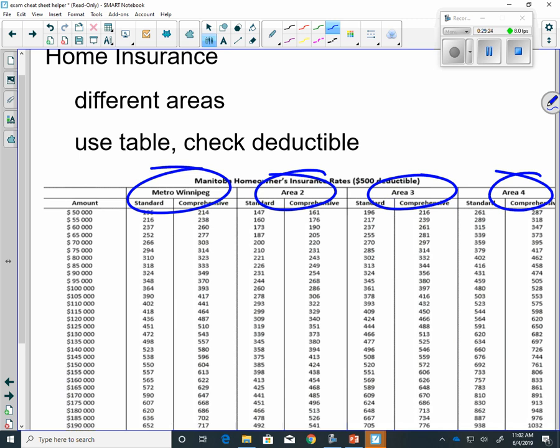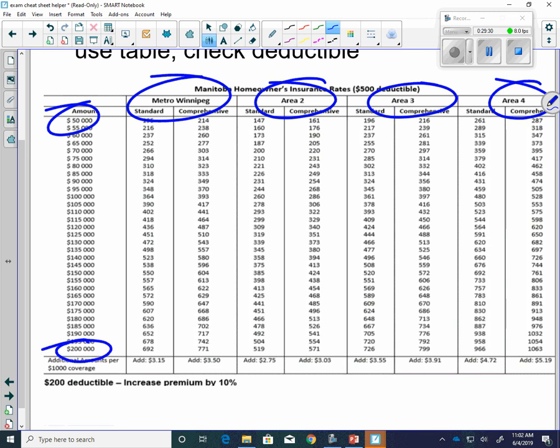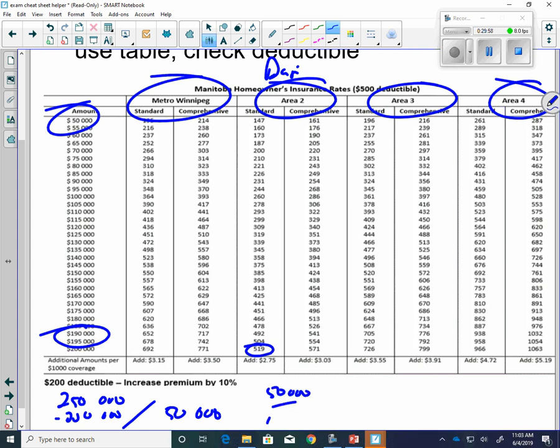Now, this is an old table because nobody has a home worth $50,000. But if your home is worth more than $200,000, what do you do? Let's say it's in Dauphin, Area 2. You want standard insurance and your home is $250,000. So you take the 519, and for additional amounts per 1,000 coverage: you subtract the 200,000 and need $50,000 more coverage. Take the 50,000, divide by 1,000, which is 50, multiply by 275, and then add that to the 519. Do you remember doing that?